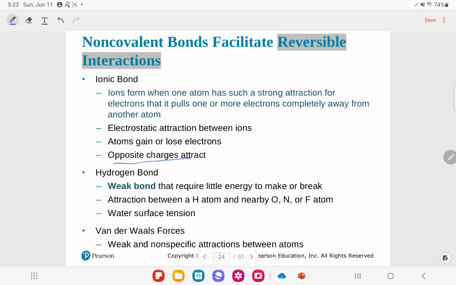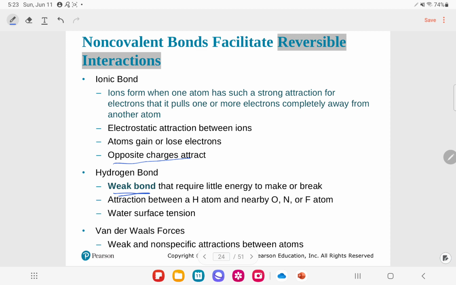And hydrogen bonds, right? Hydrogen bonds are going to be these weak bonds. Remember I mentioned these are going to be the bonds that hold the two DNA strands together, right? Like how guanine of one strand is going to be held with cytosine of the other strand via 3 hydrogen bonds, right? So these hydrogen bonds are going to be weak, and they're going to require little energy to make or break them, okay?